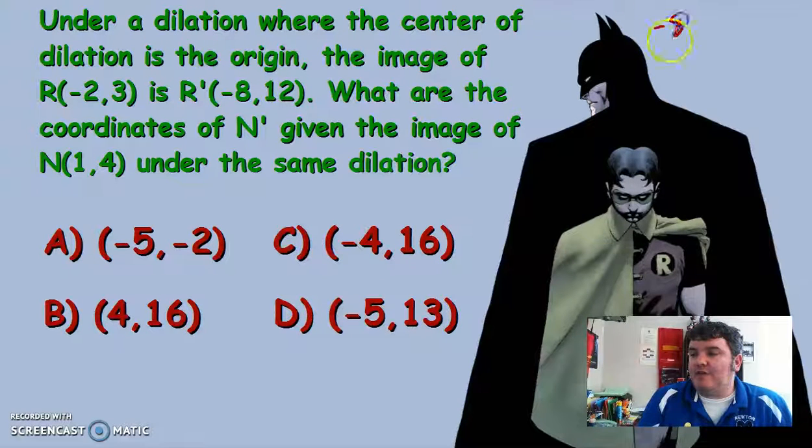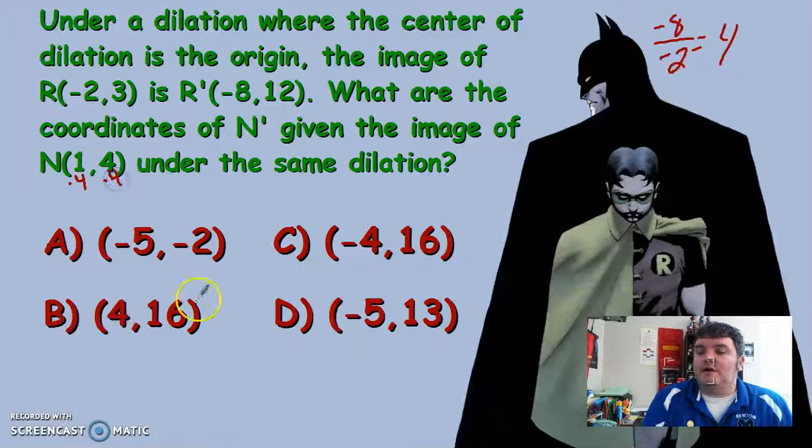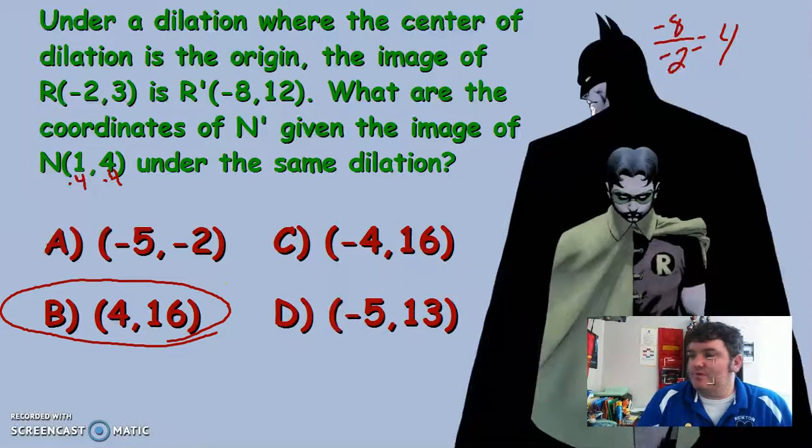I had negative 8. That originally came from a negative 2. Again, the negative 2 dilated to become negative 8. So I take my image, divide by my pre-image, and that gives me a 4. I can see the same thing here. 3 times 4 gave me the 12. So if I multiply 1 by 4 and 4 by 4, you can see that you would get 4, 16. Okay?